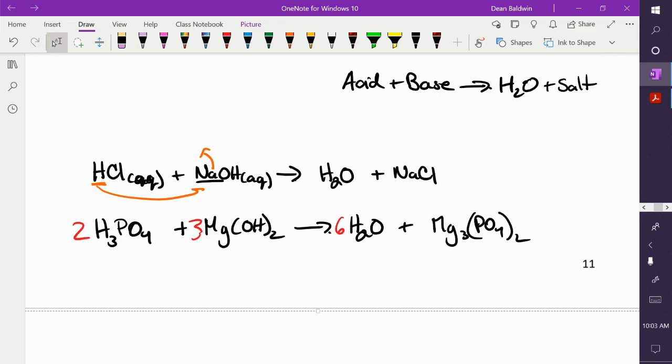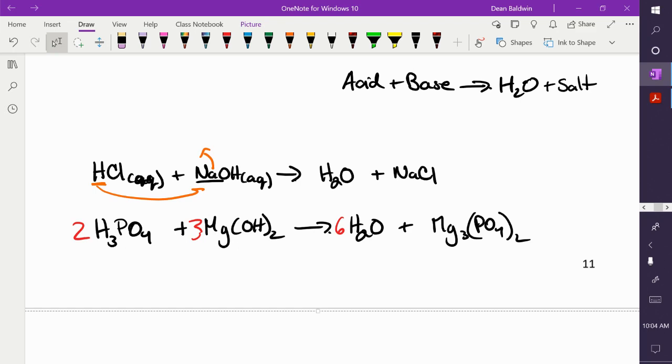There's 3 there, so I put a 3 there. 2 hydrogens times the 3 is 6. So 6 and 6 is 12 hydrogens. So I put a 6 there to get my 12 hydrogens, and then the O's work out. Okay.